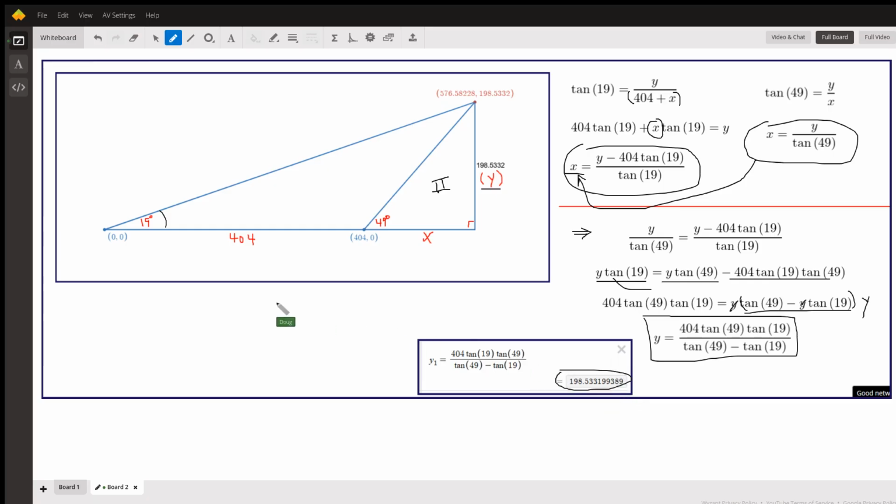Okay, so that's two different ways to do it. There's other ways. You could solve for x first and then find out what y is in terms of that x value. So there's three, four ways to do this problem.